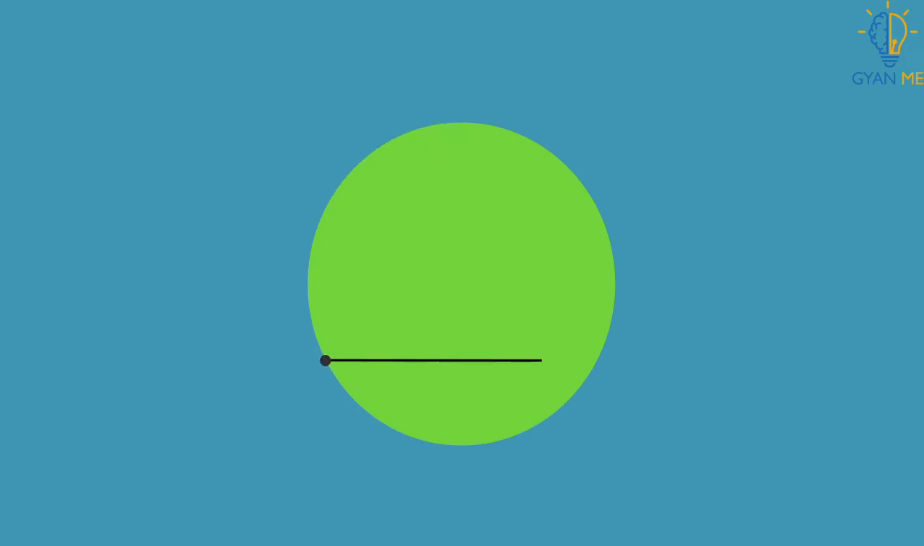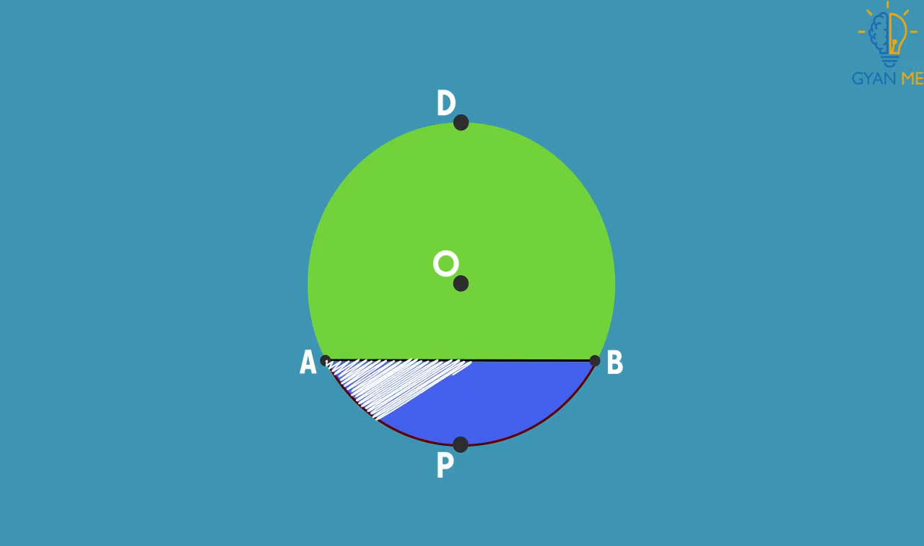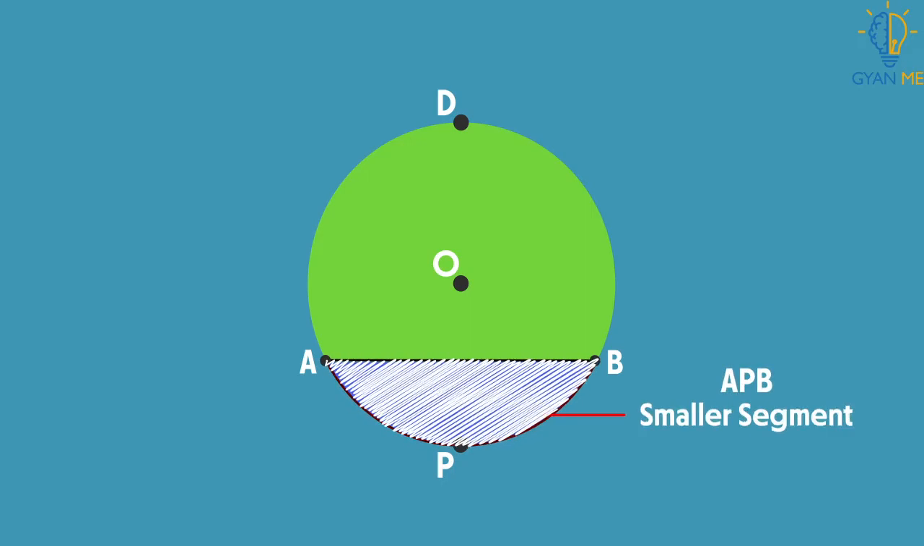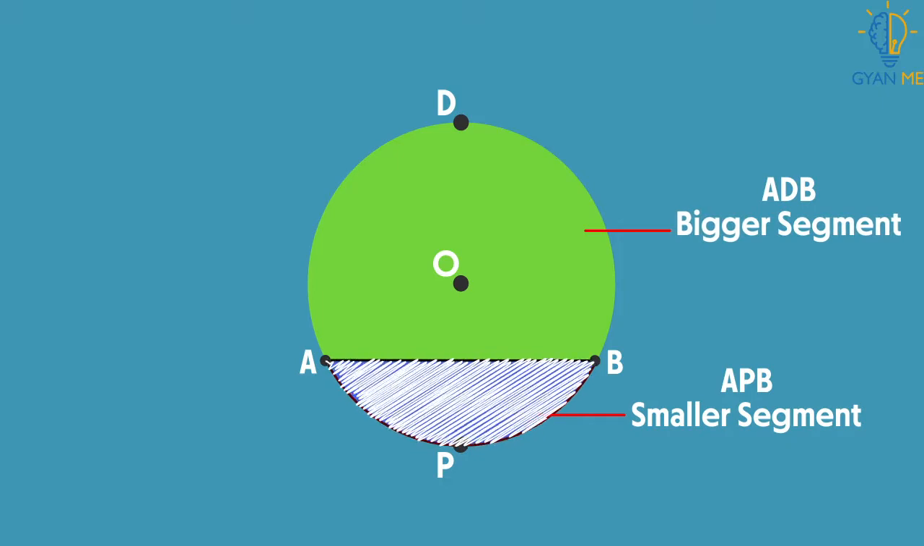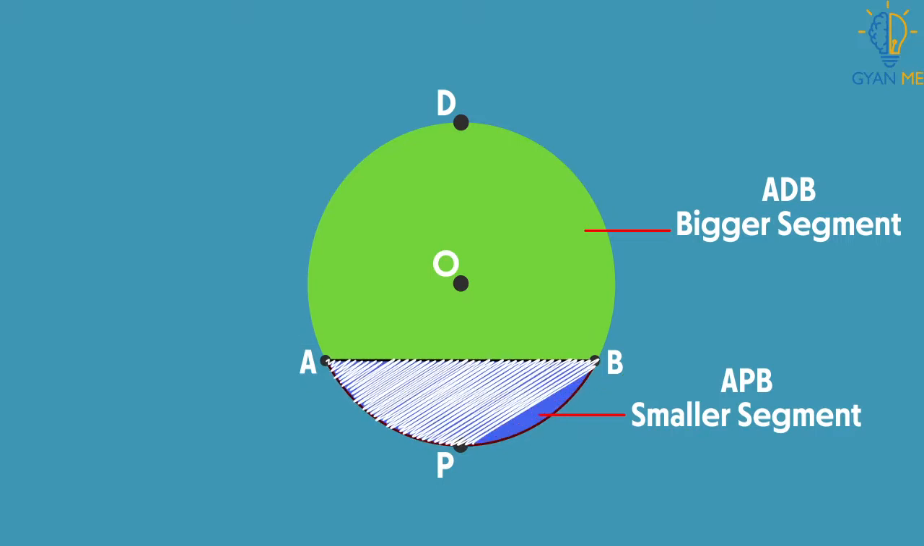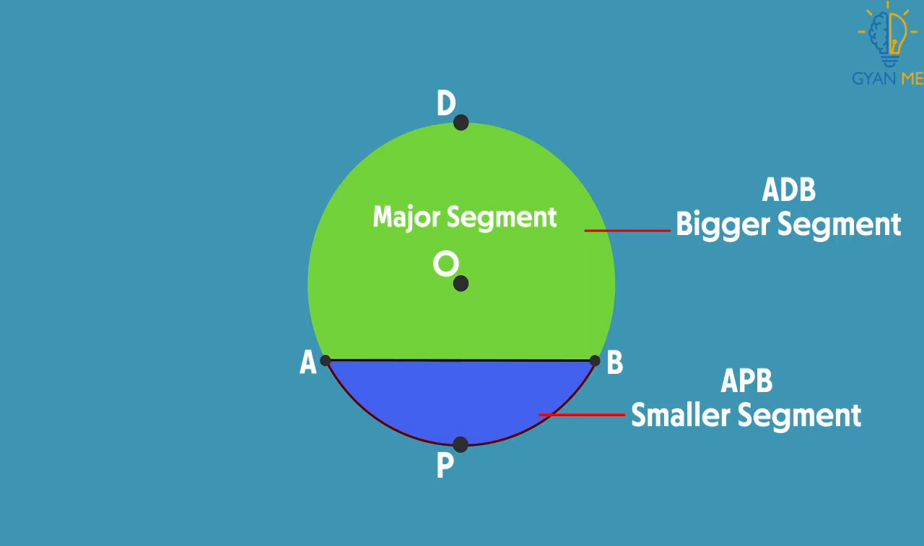Now look at the figure where AB is a chord of the circle with center O. Chord AB divides circle in two segments. So, shaded region APB is a smaller segment of the circle. You can also note that unshaded region ADB is bigger segment of the circle formed by the chord AB. Thus, the segment having a larger area is known as the major segment, and the segment having a smaller area is known as the minor segment.